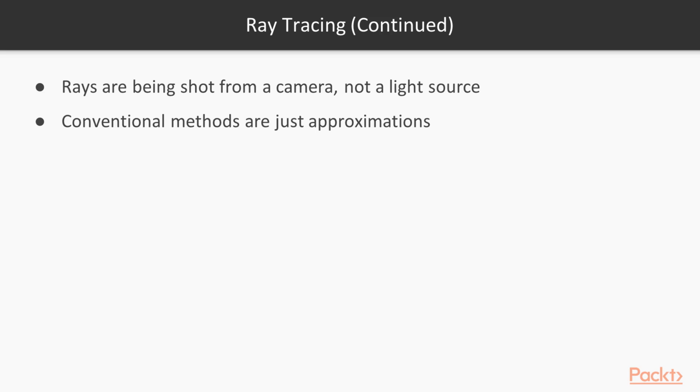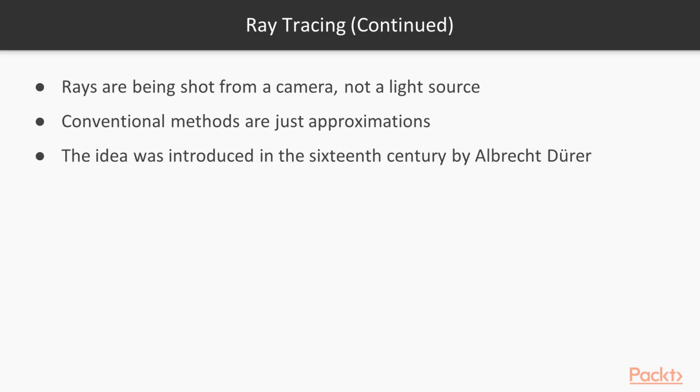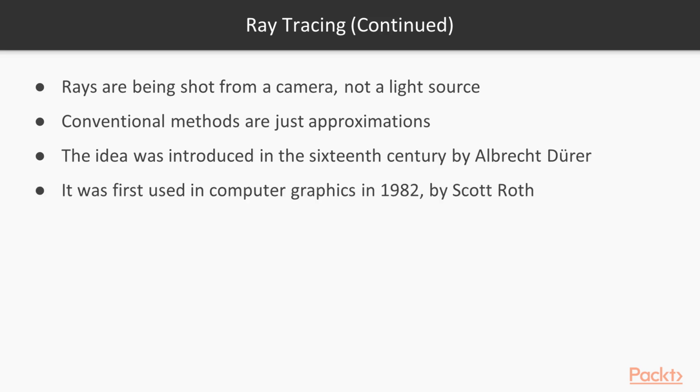To be clear, ray tracing is not a new technology. The idea was first described by a German painter, Albrecht Dürer, in the 16th century. It was used in computer graphics for the first time in 1982 by Scott Roth. The technology was evolving ever since and was used in 3D rendering. But until recently, it was impossible to use it for real-time rendering due to the performance limitations.